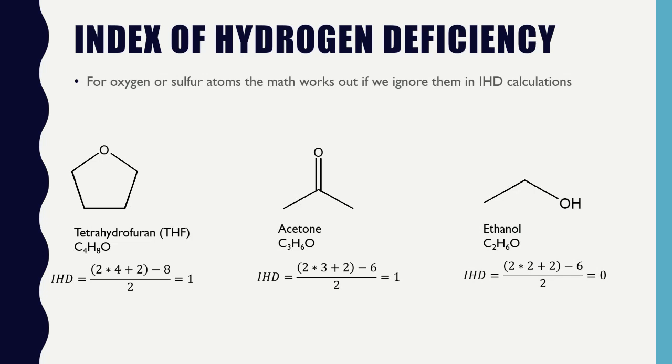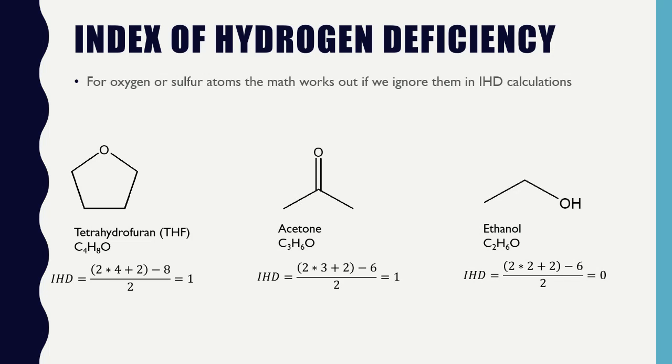So I think this illustrates the hard way and the easy way to do IHD. If you are just given the structure, you can literally just look at it and count it. You don't have to actually calculate it. So the first one has 1 ring, so that's an IHD of 1. However, in the formula, notice how the oxygen atom is not accounted for. And it works out in the math: if you just ignore oxygen, the IHD will work out to be correct.